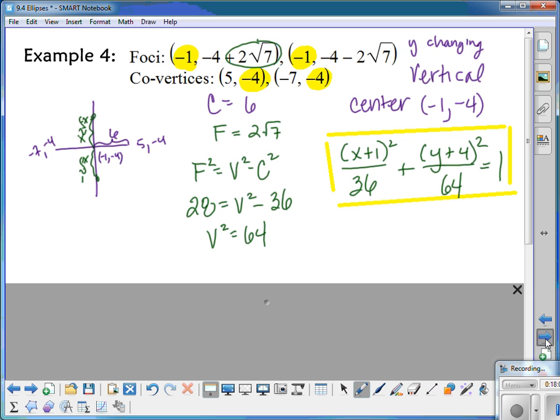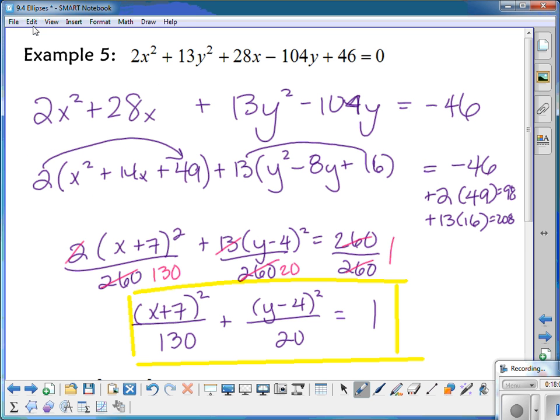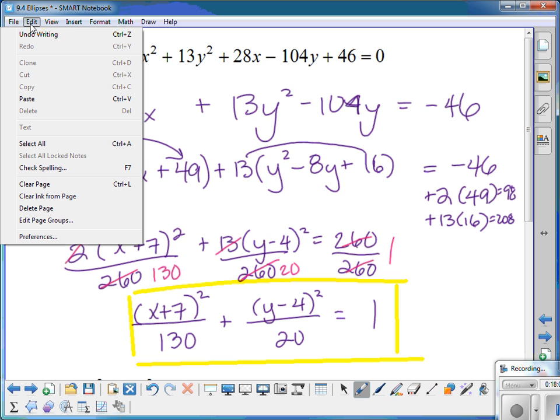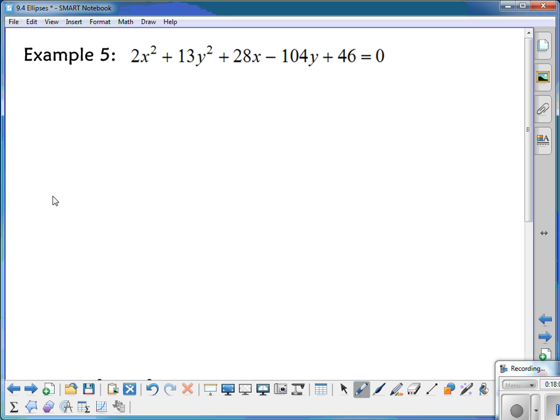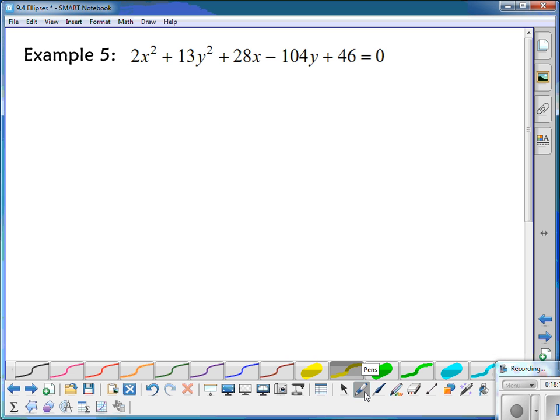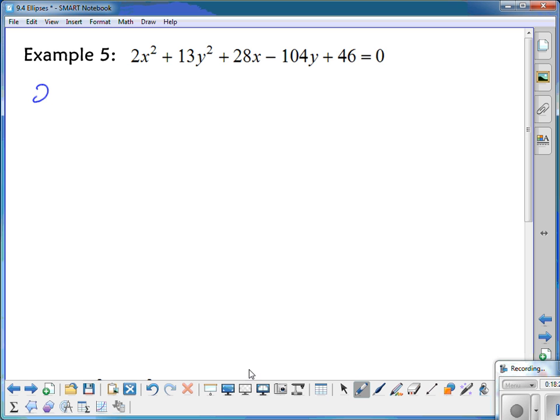Okay. The last kind of problem, oh, and I didn't erase it. Oops. Clear ink. Okay, the last kind of problem you're going to see is one where we have to complete the square to figure out the equation. So I'm going to get my x's together and I'm going to get my y's together and put the number on the right side of the equation. So I've got a 2x squared plus 28x, and then I have plus 13y squared minus 104y, and if I subtract 46 from both sides, it equals -46.